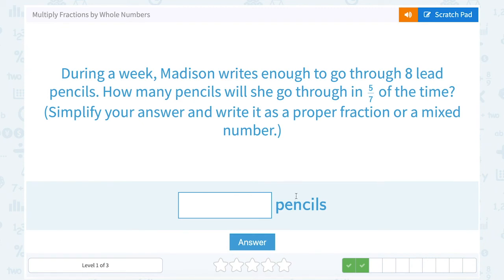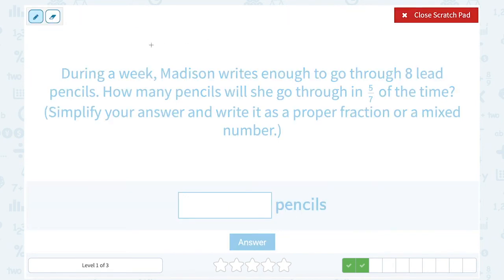During a week, Madison writes enough to go through 8 lead pencils. How many pencils will she go through in 5/7 of the time? Okay, well, she must write a lot. Maybe she's a really great math student. Let's say 5/7 of 8, because she's only going to go through 5/7 of the total amount if she's only writing for 5/7 of the time.